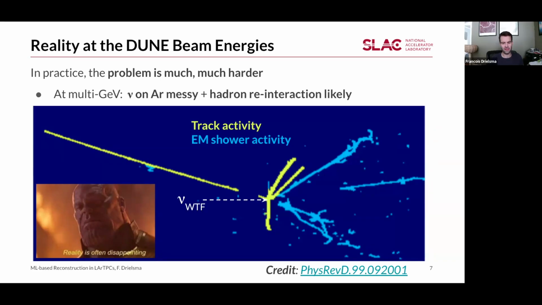The issue is that the two images I just showed you are actually not the common images that we see in a liquid argon time projection chamber, because of the energies we operate the beam at and also the fact that argon is a relatively high Z nucleus, the type of interactions we see look more something like what I have on this slide.